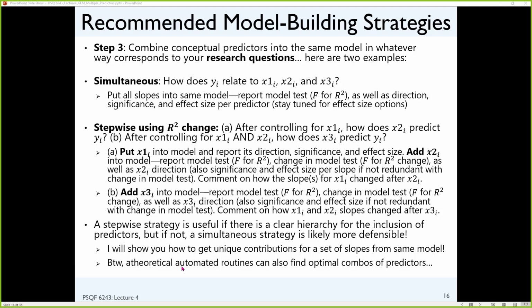Did you know that like AI will do this for you before there was even AI? Like back in the 1970s and 80s, they came up with routines for stepwise regression, forward elimination, backwards elimination, where you just say, hey, here's my variables.